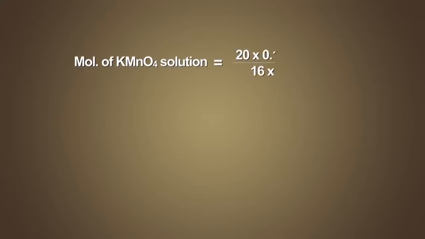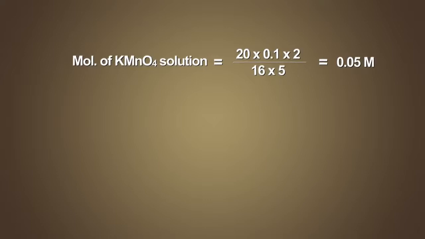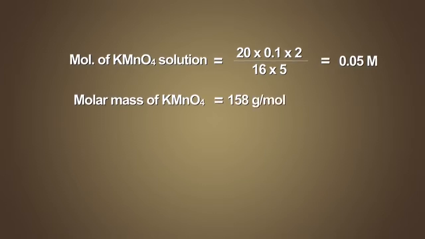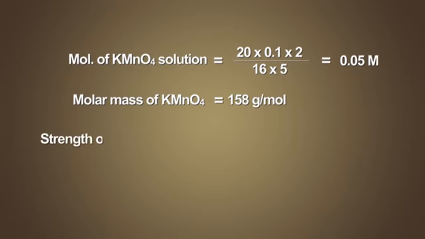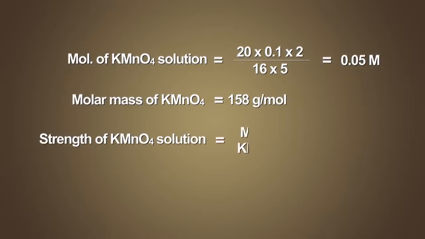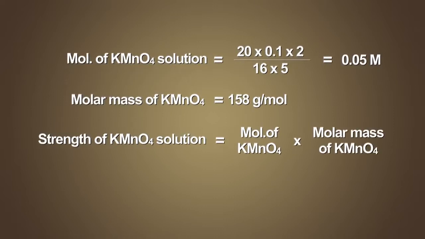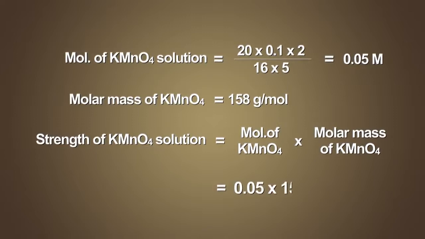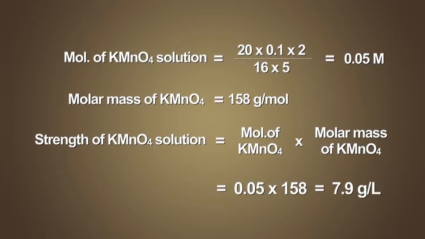5. Therefore, molarity of the given potassium permanganate solution is equal to 20 into 0.1 into 2 divided by 16 into 5, which is equal to 0.05 molar. Molar mass of potassium permanganate is equal to 158 grams per mole. Therefore, the strength of the given potassium permanganate solution is equal to molarity of potassium permanganate into molar mass of potassium permanganate is equal to 0.05 into 158 is equal to 7.9 grams per liter.